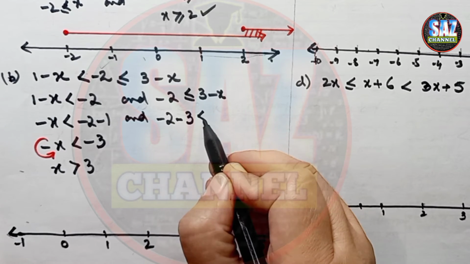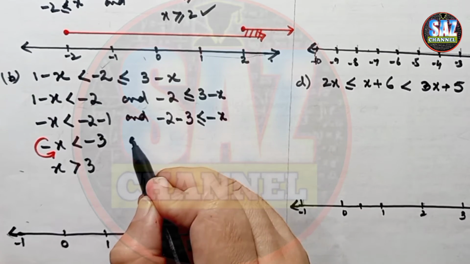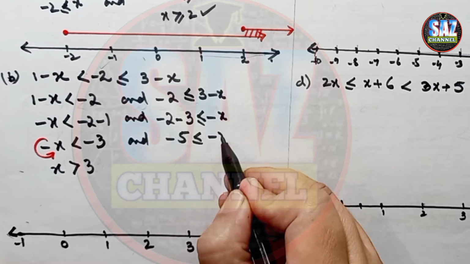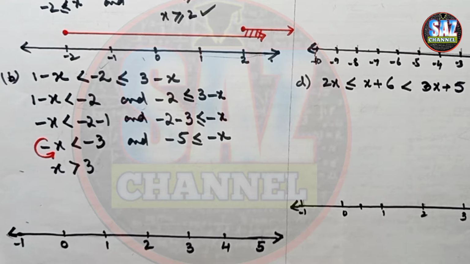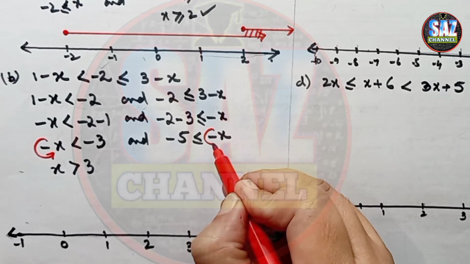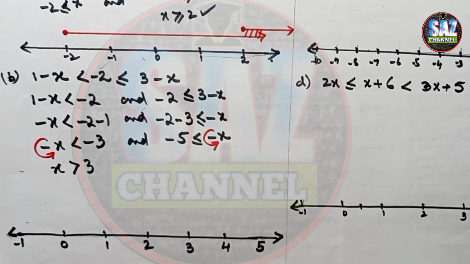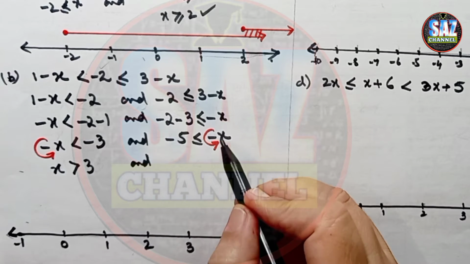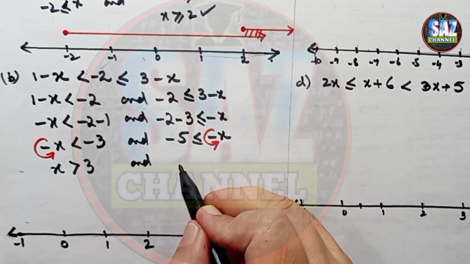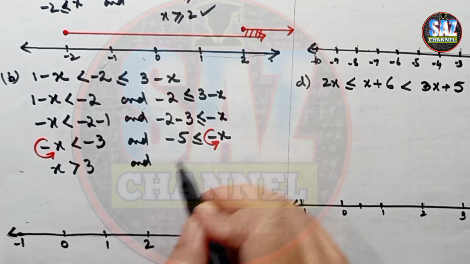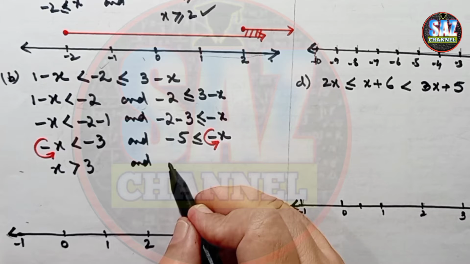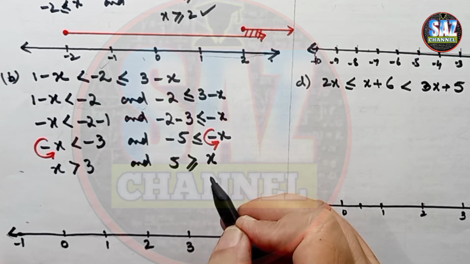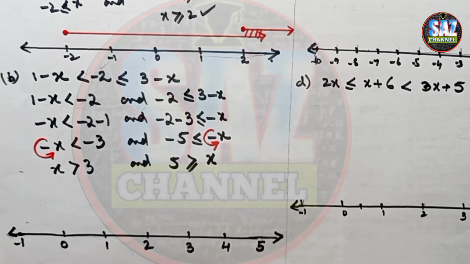Minus 2 minus 3 is less than equal to minus x, and minus 5 is less than equal to minus x. Again, the variable has the negative sign with it. In order to make the variable positive, I have to multiply both sides of the inequality by minus sign, and I have to reverse the direction of inequality as well. As we have the minus sign on both sides, the minus sign will be cancelled, and this will take the form x less than equal to 5.